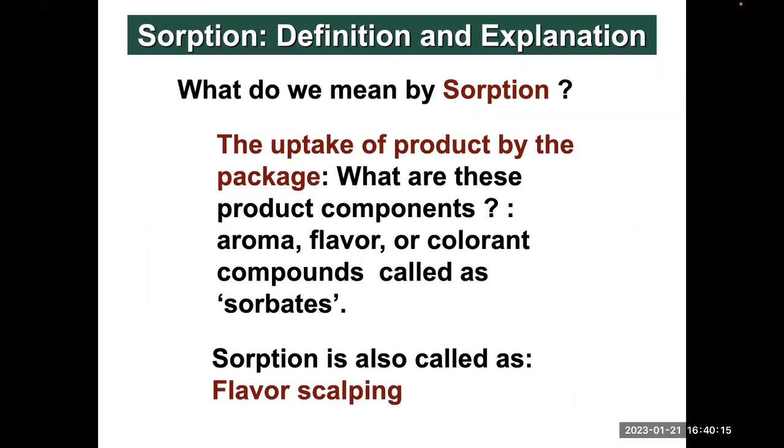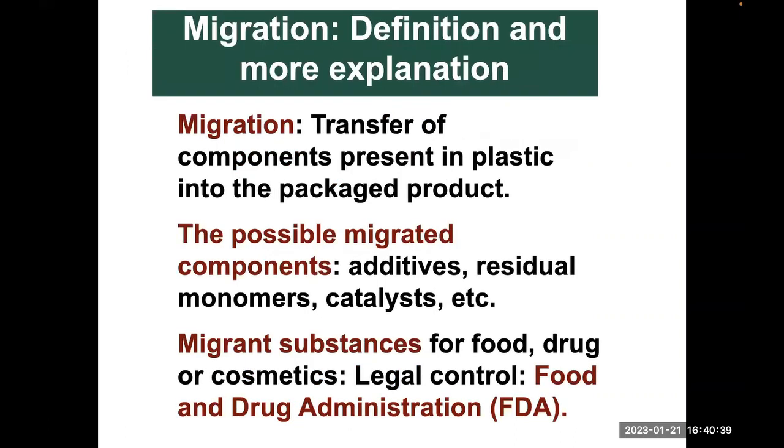So you have little more verbiage here to explain this concept of sorption. Now, the compounds that are sorbed, they are also known as sorbates. And the sorption is also known as flavor scalping. Now, we can have migration of various molecules from the material into the product.